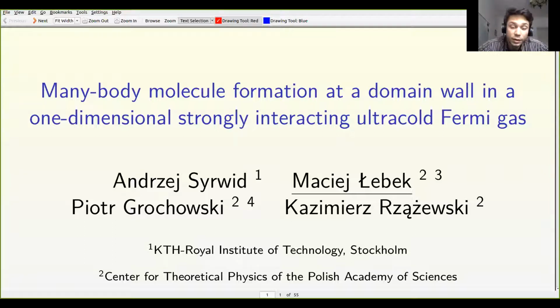So as you see, today I would like to talk about some theoretical results connected to cold atoms. In particular, I will be talking about this process of molecule formation that will be put in the context of some recent experiments related to ferromagnetism in ultra-cold Fermi gas.